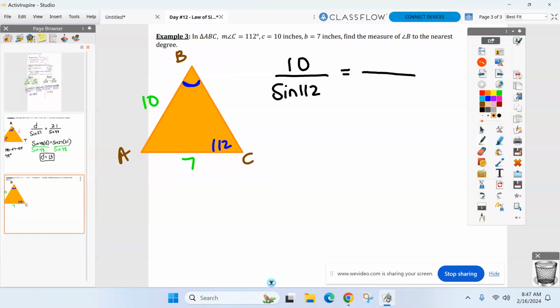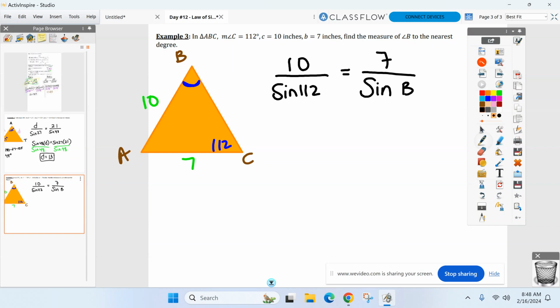All right, next, what about another side that we know? 7. Now I'm interested to see, what are you going to put below that? I'm just not going to put x, right? What have we been putting down below? Sine of it, right? So you can put sine x, or for me, because it's angle B, I'm going to call it sine of B. But don't put x by itself. Got to have the sine with it.